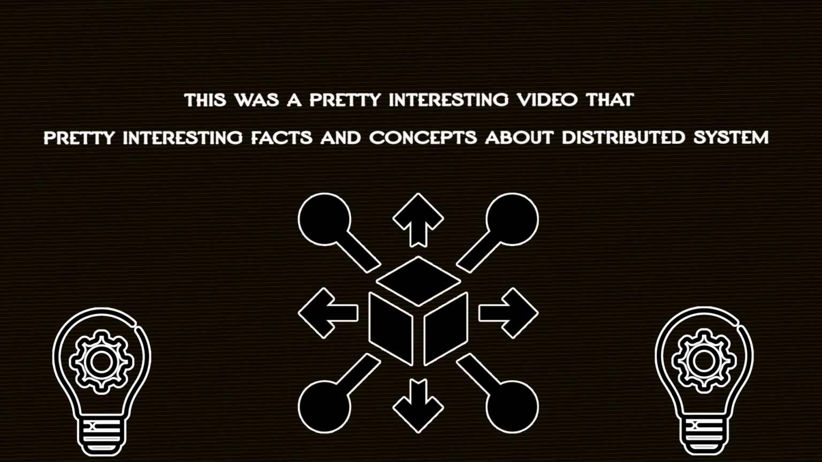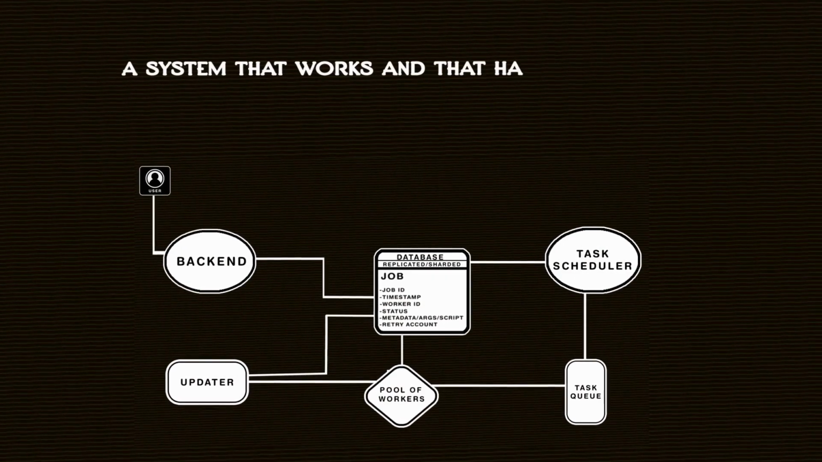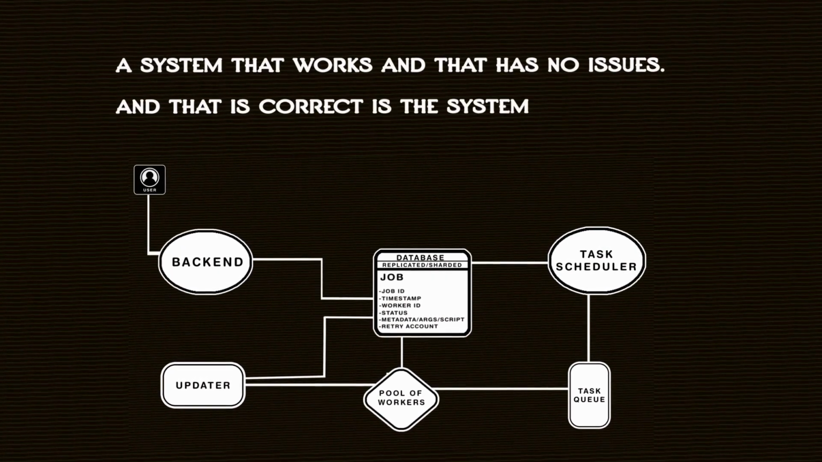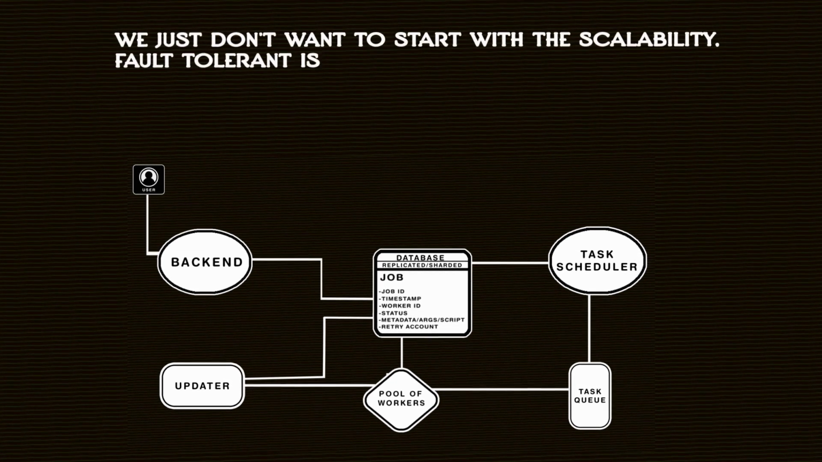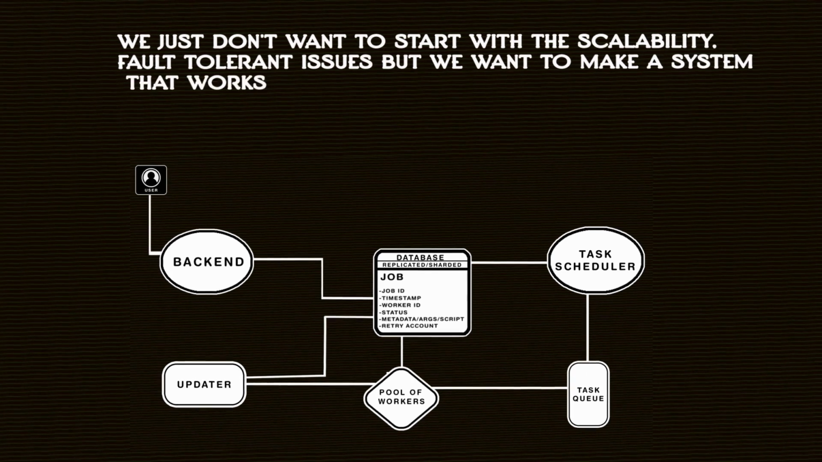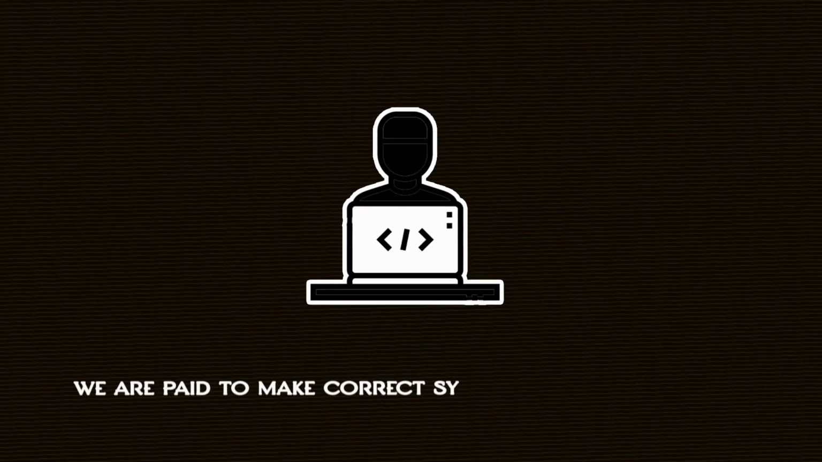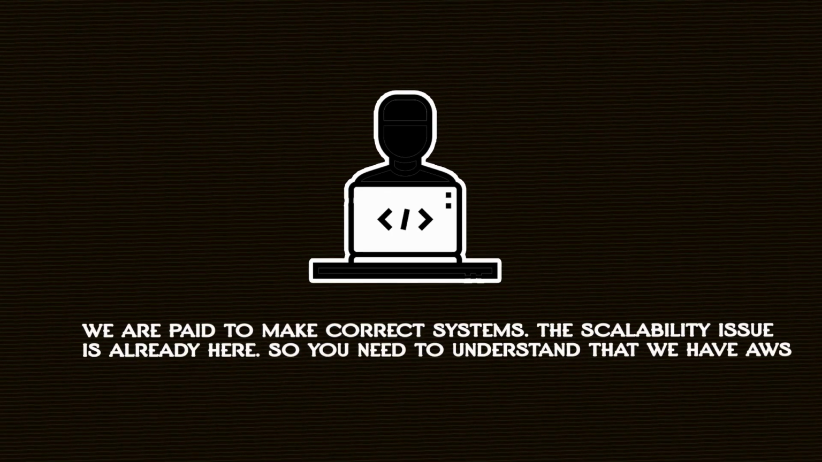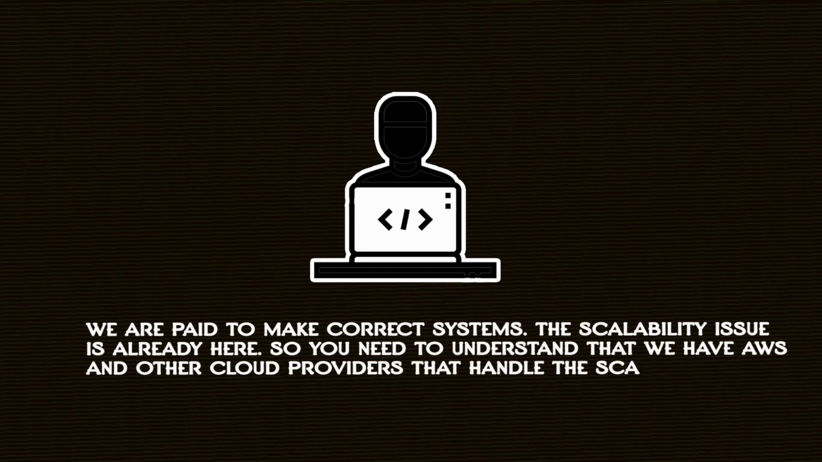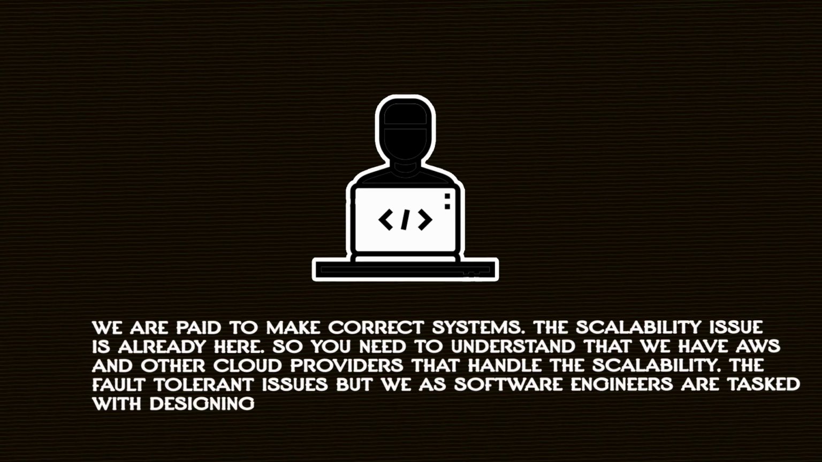But before scaling, I would suggest that you make a correct system first. A system that works and that has no issues and that is correct is the system that we want to scale. We just don't want to start with the scalability, fault tolerant issues, but we want to make a system that works fine, because that is what we are paid for as a software engineer. We are paid to make correct systems. The scalability issue is already handled, so you need to understand that we have AWS and other cloud providers that handle the scalability, the fault tolerant issues, but we as software engineers are tasked with designing systems that work fine.